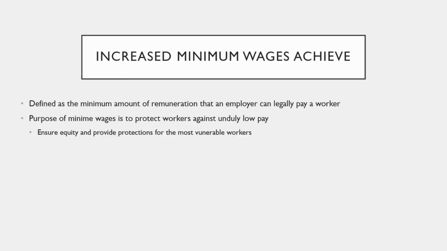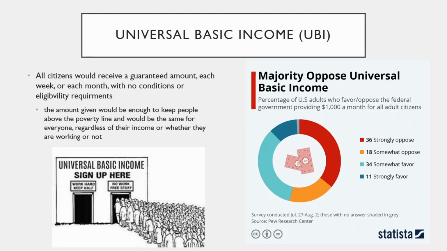One of the other suggestions is to increase the minimum wage. There are arguments against this, however, that we've talked about many times. And universal income. Just as a reminder, universal income is where all citizens would receive a guaranteed amount each week or each month with no conditions or eligibility.